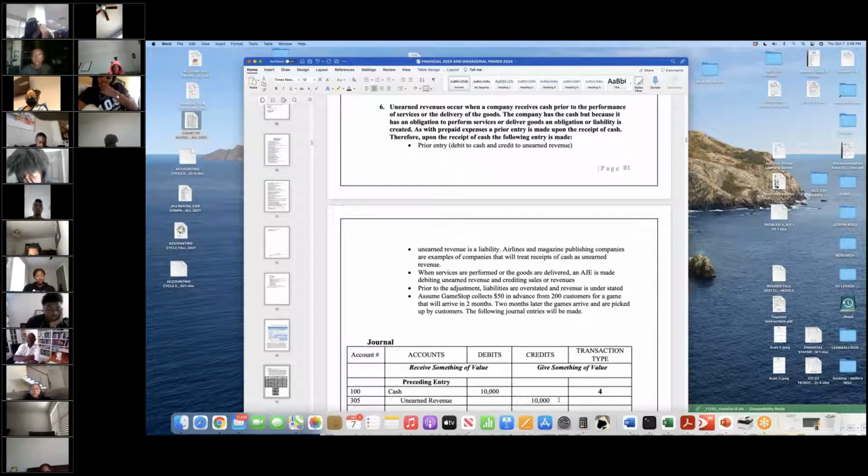Now, what kind of an account is unearned revenue? Tell me that. Would that be sales returns? Nothing has been returned yet.